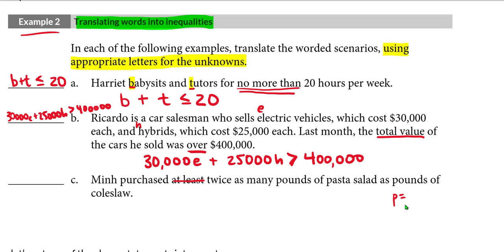Let's say P will be the pounds of pasta and C will be the pounds of coleslaw. So if coleslaw was, let's say, 2 pounds, and this says Min purchased twice as many pounds of pasta as pounds of coleslaw, it should be pretty obvious that pounds of pasta would need to be 4 pounds. This is twice as many as this. So first of all, in terms of where the coefficient of 2 goes, remember if you're doubling something, there's got to be a coefficient of 2.